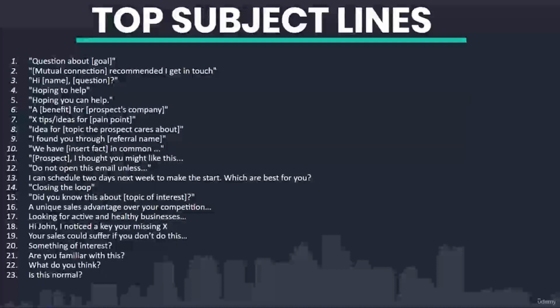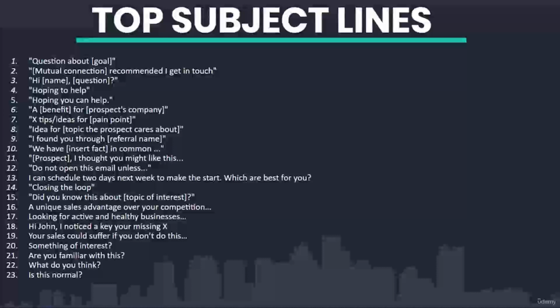And then X tips, ideas for pain points. So this is where you've researched pain points for your particular market. You know that they struggle, let's say, to get more customers. And then you provide 5 tips or whatever for that particular pain point. Number 8 here, we have idea for topic the prospect cares about. This is another thing where we have researched the pain points, maybe a challenge, maybe an opportunity for that business, and we're stating that in there.